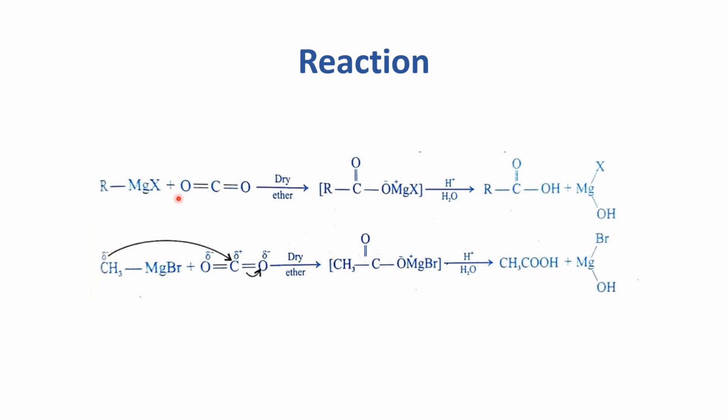So here you can see we have a Grignard reagent. When you react it with carbon dioxide, it will form an adduct. And when you hydrolyze the adduct, it will yield a carboxylic acid and a side product.